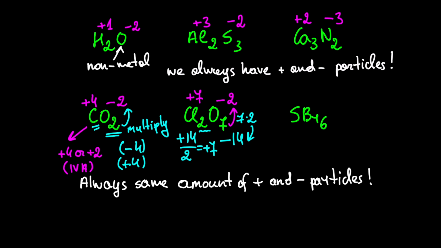The last chemical compound is SBr6. Bromine in the 7A group has a negative oxidation state of -1.